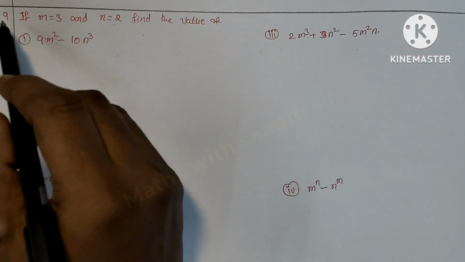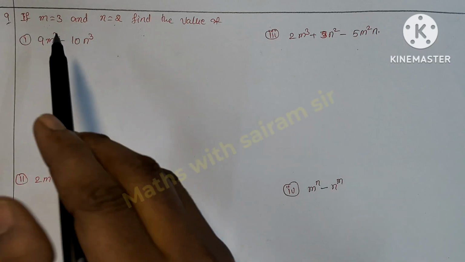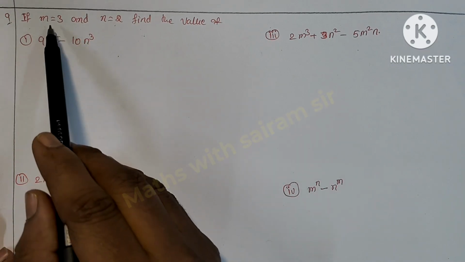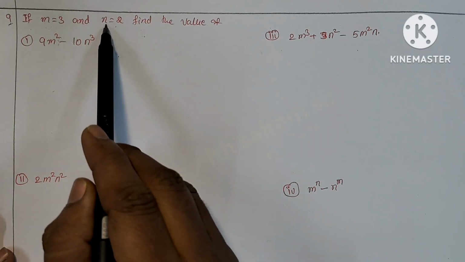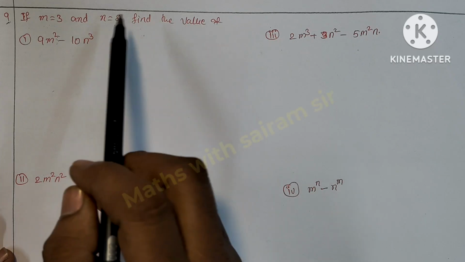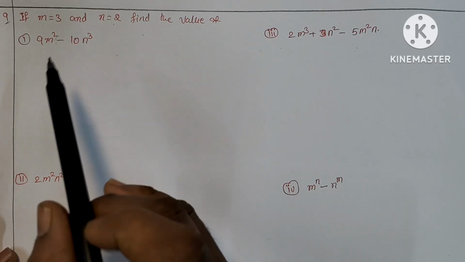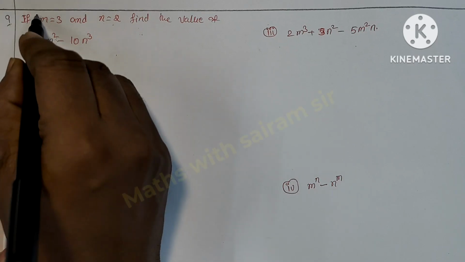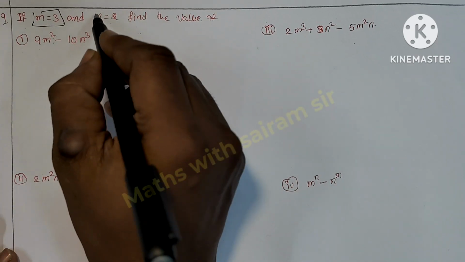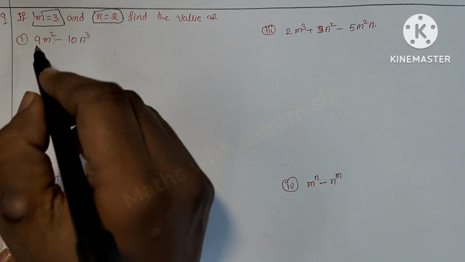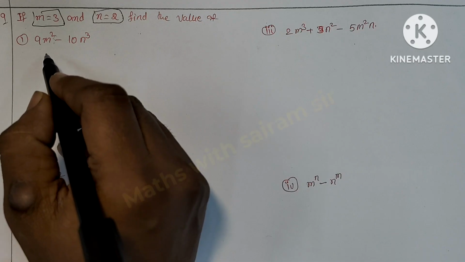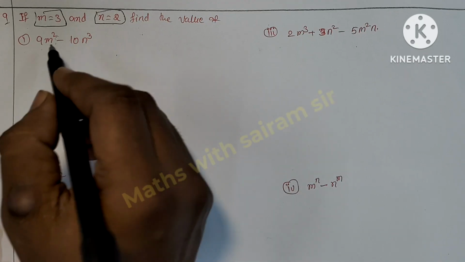Now we are going to discuss the ninth problem from exercise 4.1. Let us observe the question. If m is equal to 3 and n is equal to 2, find the value of our first question, which is 9m square minus 10n cube. Here we have been given the value of m as 3 and n as 2, and we need to substitute these values in the given question and find the answer.